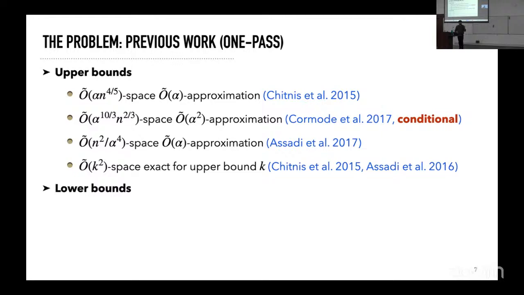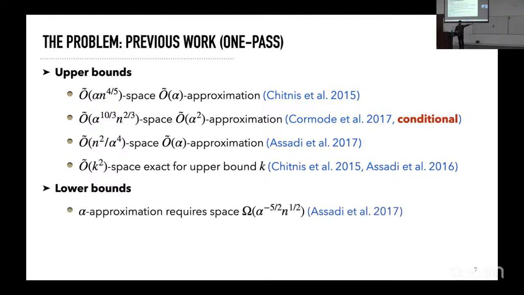From the lower bound side, this is a very important result, which we'll contextualize in a second. Asadi, in a different paper, a 2017 paper, showed that any constant approximation, any alpha approximation, would require this kind of space. In particular, any constant approximation to this problem would require root n space in a single pass. So these are all one pass results. That's a magic number to keep in mind for the rest of this talk. Root n is somehow a barrier.